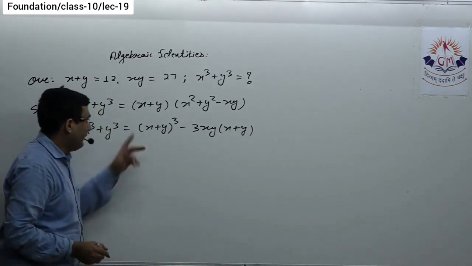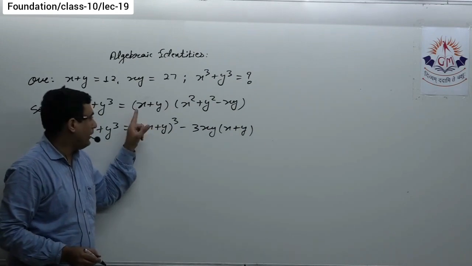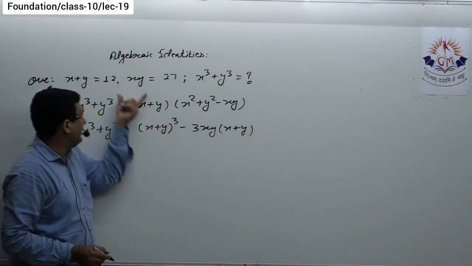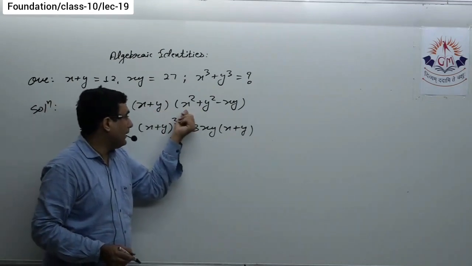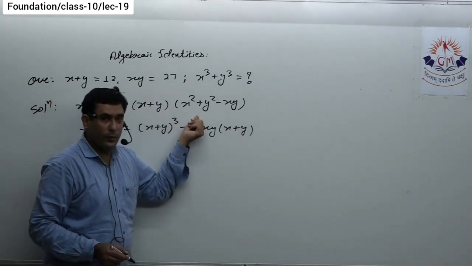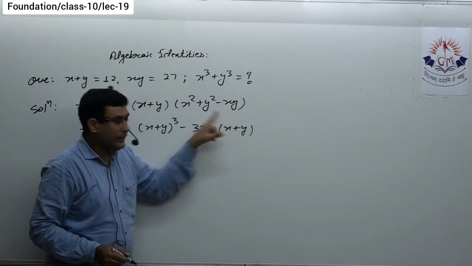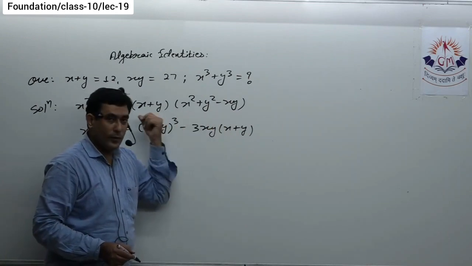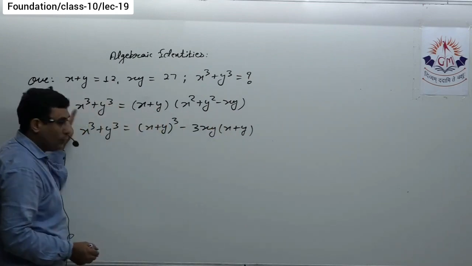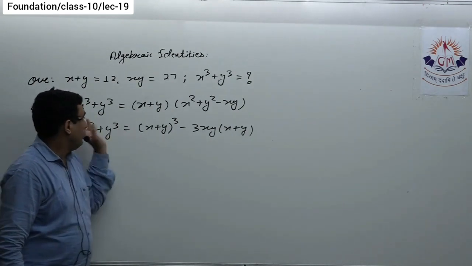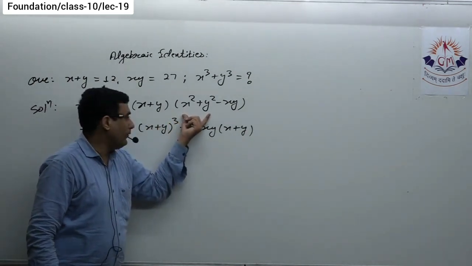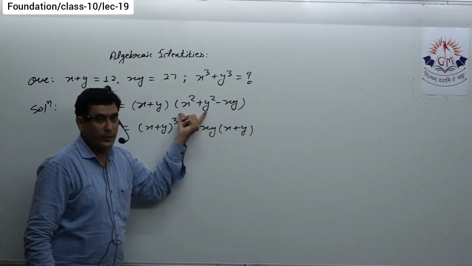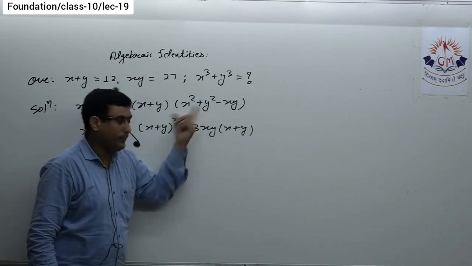Okay. Now if I use this identity, I need x plus y, which is given directly, no issues. Now I need x square plus y square. xy is given directly, but I need x square plus y square to get the value of x cube plus y cube. So to obtain the value of x cube plus y cube, I need one more piece of information, x square plus y square, that is not given. So first of all I have to obtain that.